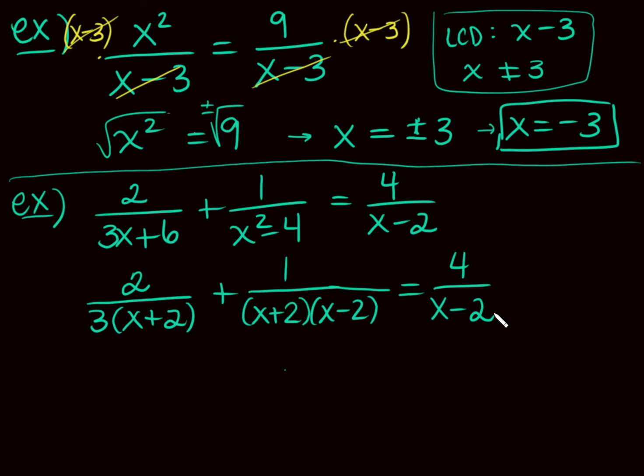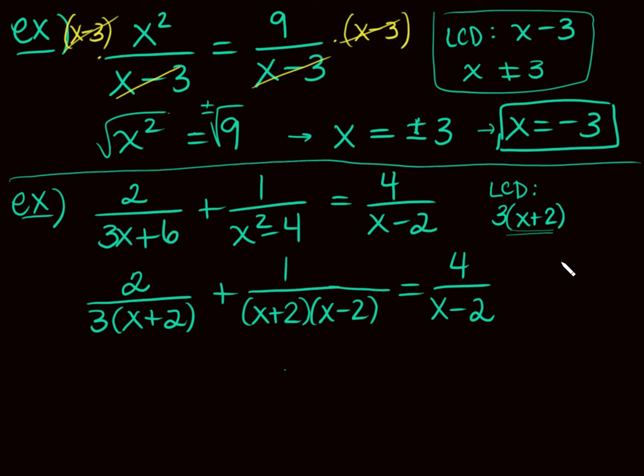Okay, so now I'm ready to figure out what my LCD is going to be. So let's see what we got. Let's look at this first denominator right here, the 3 times x plus 2. That's pretty easy to figure out. What does the 3 times x plus 2 need? Well, it needs a 3. It needs an x plus 2. What about this one over here? What does this need? It needs 1x plus 2.